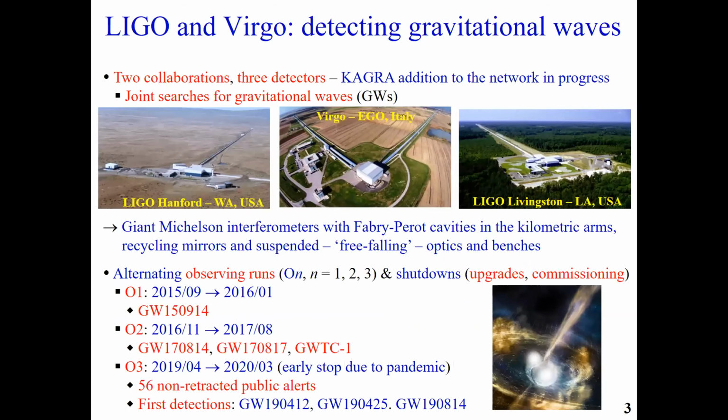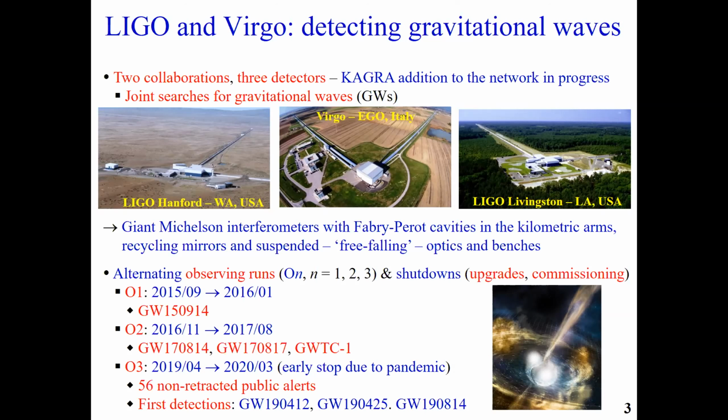So LIGO and Virgo are two collaborations operating three detectors: two in the US, Hanford in Washington State on the left and Livingston on the right, which is in Louisiana, and Virgo in Italy. These detectors are individually responsible for taking data, but as soon as the data are there, all the analysis is done jointly by the two collaborations, because we are looking for extremely tiny signals buried in noise, and a single detector is usually not enough to claim a detection with certainty. That's why we work together.